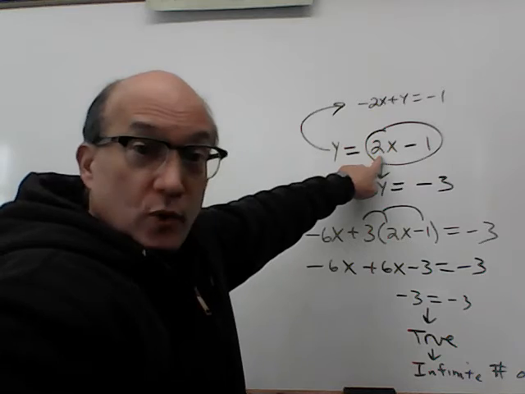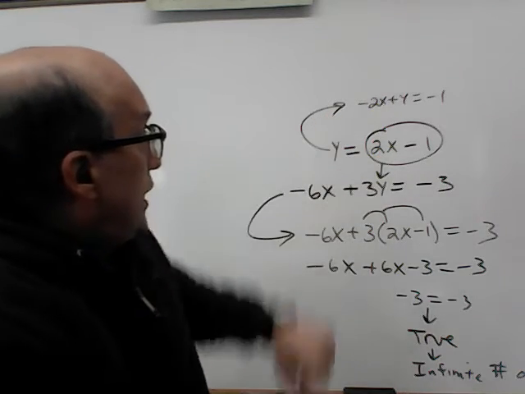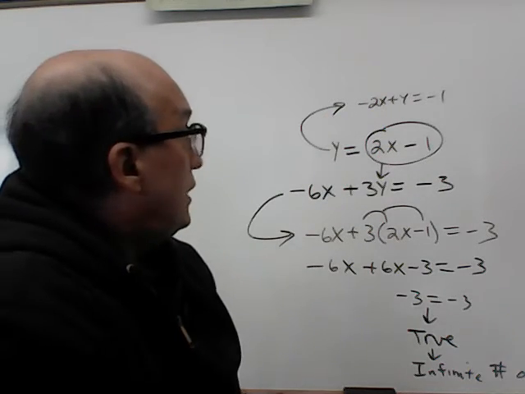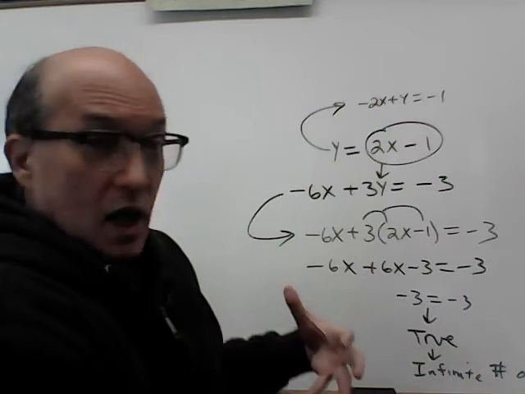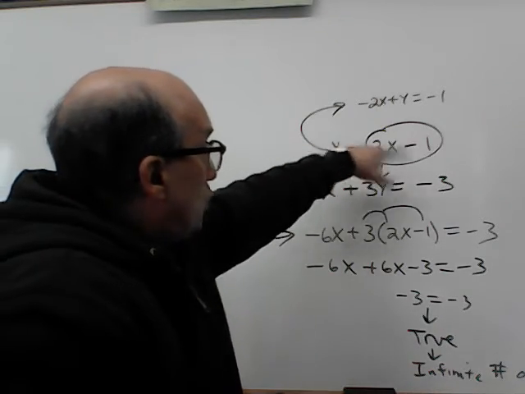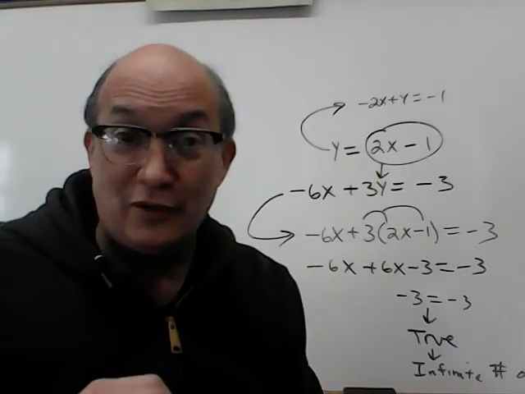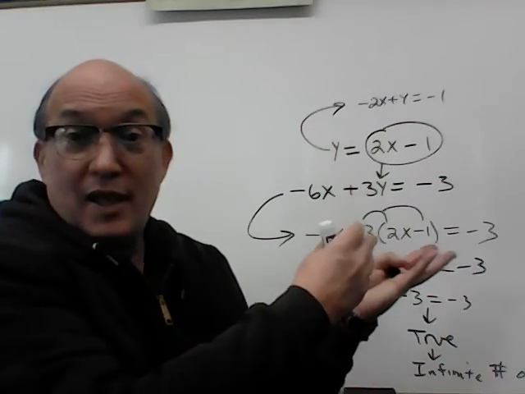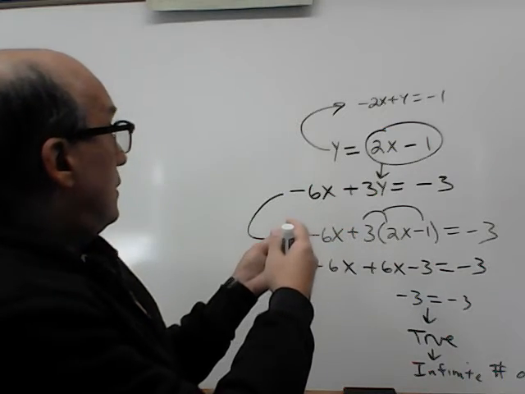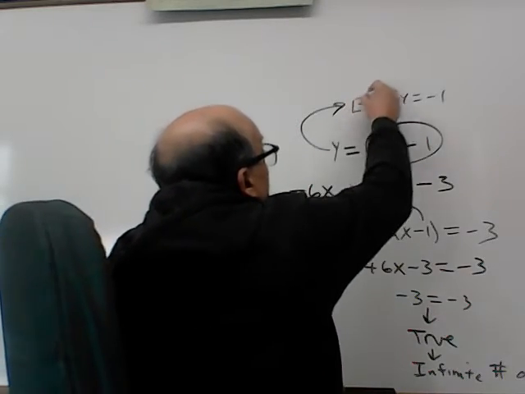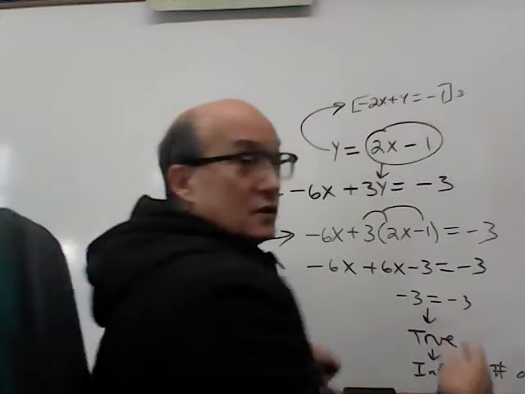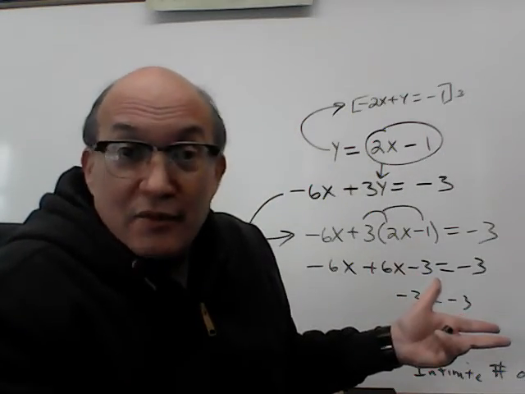If I subtract 2x from each side here, we get negative 2x plus y equals negative 1. So what I've done is I've converted the slope-intercept form into standard form. But then, to disguise it a little further, I multiplied the entire equation by 3. So I went like this, and that's something we do in the elimination method, right?